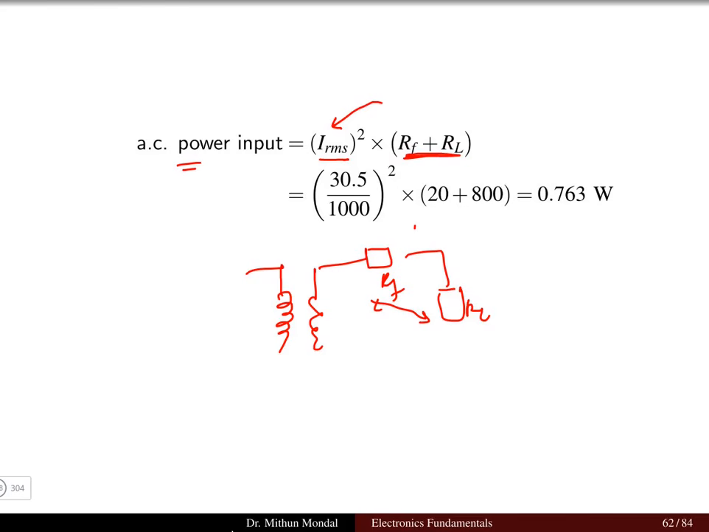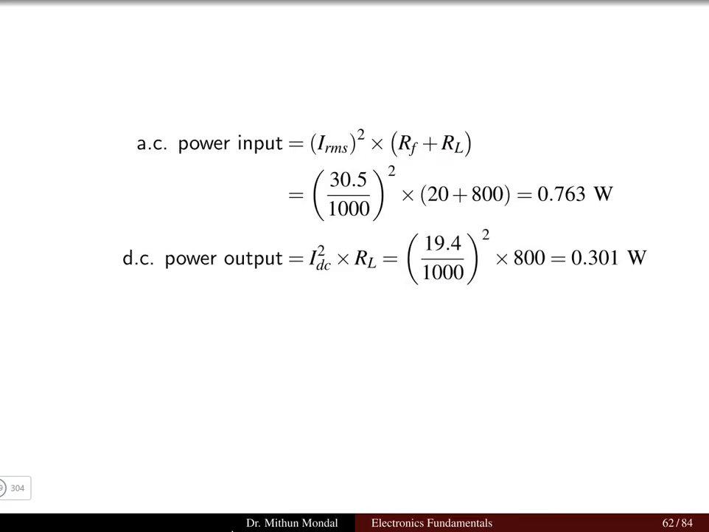So that is equal to 0.763 watt. Whereas for the DC power output, now if you have a diode here and the load resistor RL is connected here, we do not take RF into account, only RL, because the DC current is losing its power in the load resistor. So that will give 0.301 watt.